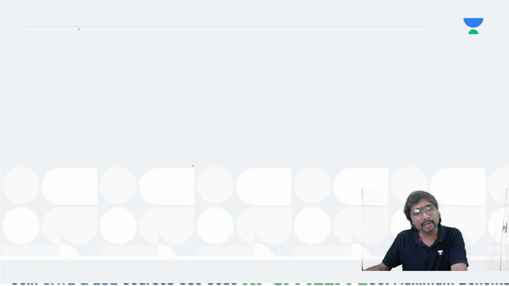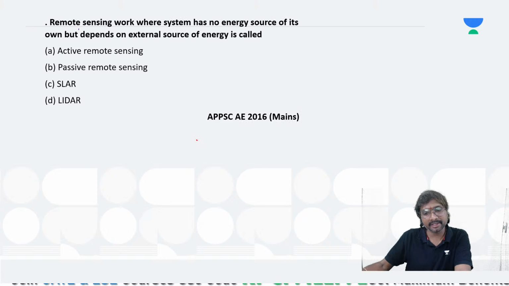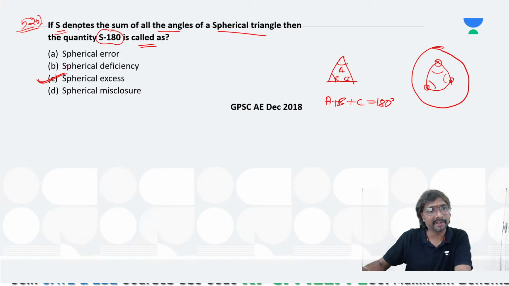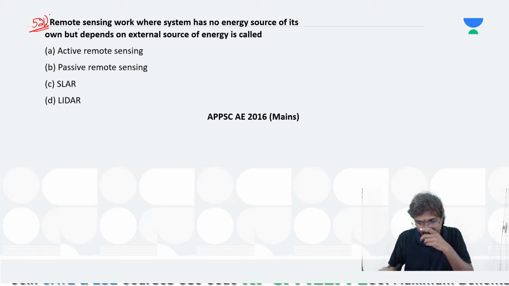Now we'll be entering the RS, GIS, GPS questions we are discussing. This is your 520, and this is the 521 question. So select the answer for this, all of you. Select the answer, everyone.